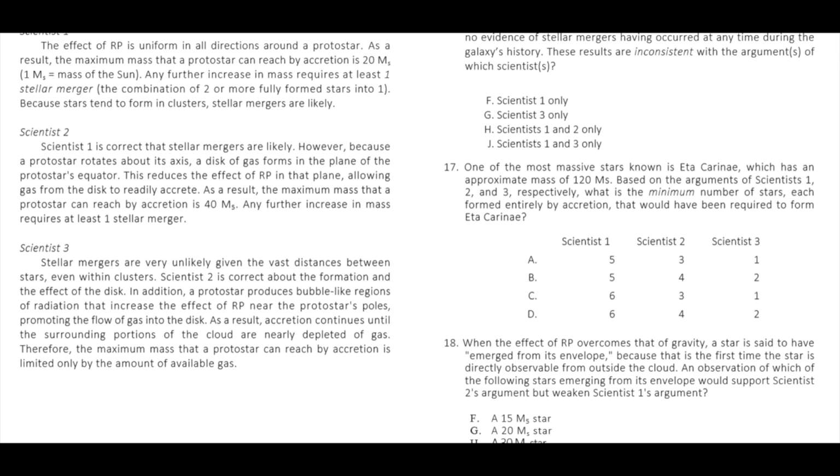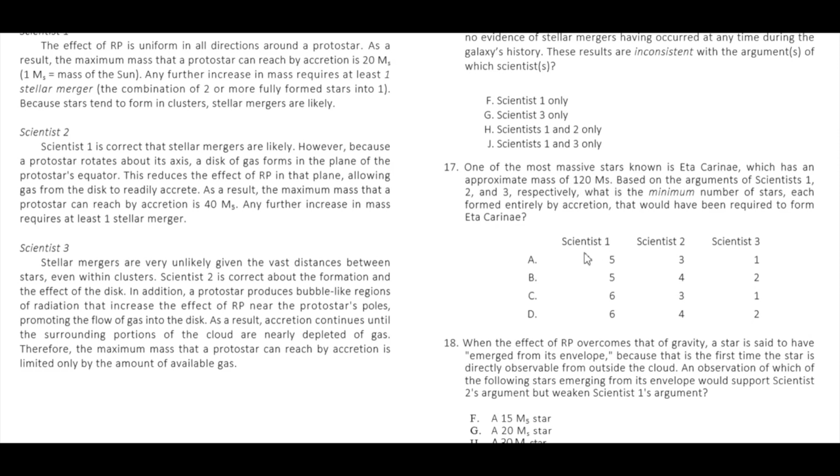Moving on to question 17, it says, one of the most massive stars known is Eta Carinae, which has an approximate mass of 120 solar masses. Based on the arguments of Scientists 1, 2, and 3 respectively, what is the minimum number of stars, each formed entirely by accretion, that would have been required to form Eta Carinae? Okay, so this question is asking, how many stars formed entirely by accretion can come together via a stellar merger to produce a star that is 120 solar masses?